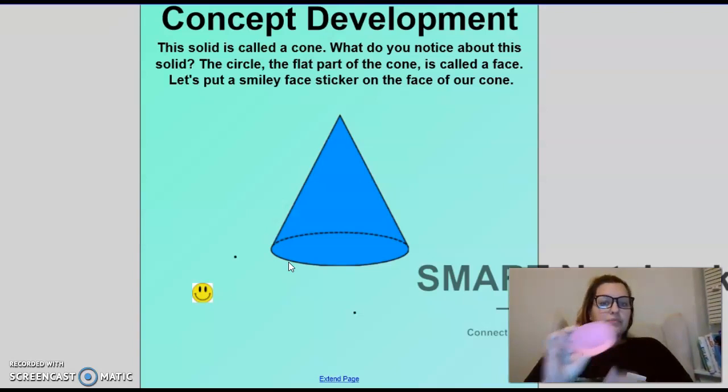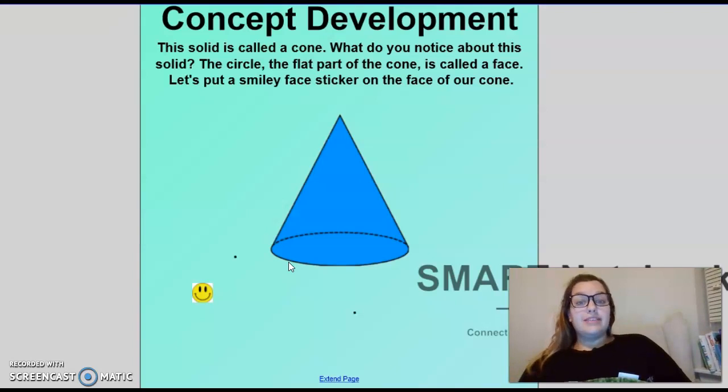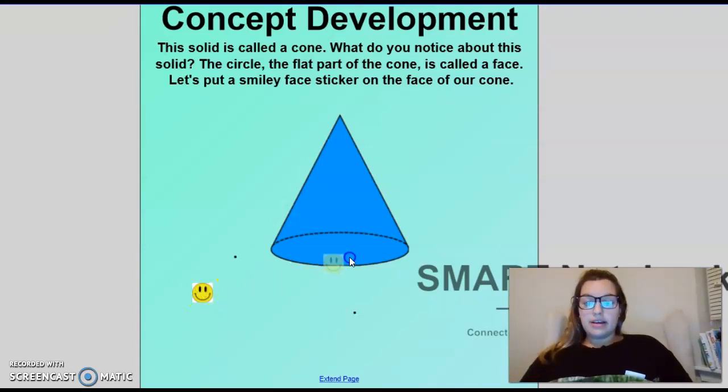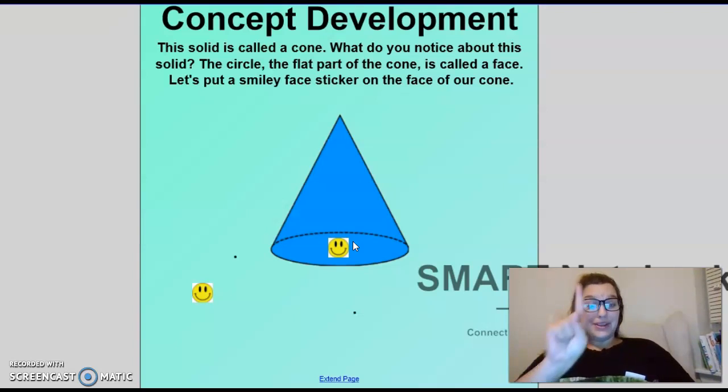So that flat part of where the cone sits, see how the cone can sit? That circle, that is called a face. So we're going to put a smiley face sticker on the face of our cone. How many faces does a cone have then? Just one. Amazing.